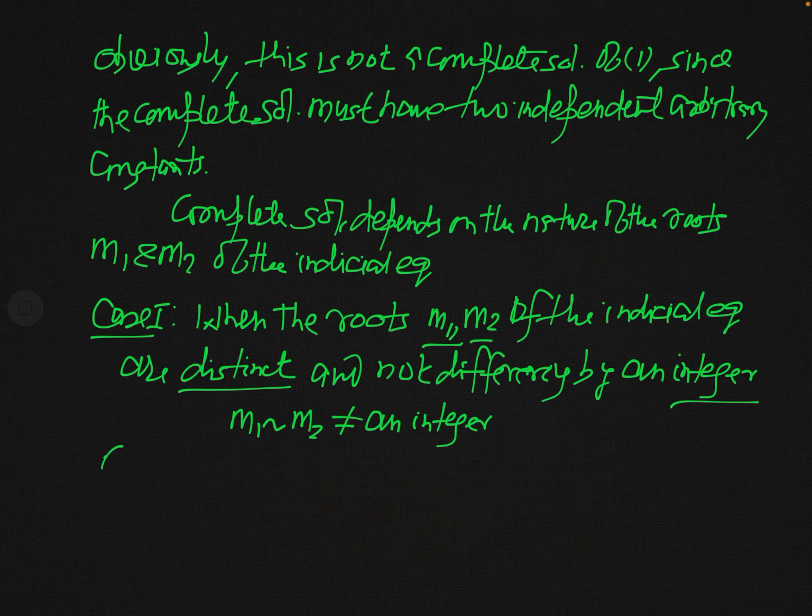So then the complete solution is, in fact, we will have two solutions, one for the root m1 and another for the root m2. So we will obtain the first solution for root m1, and then we will obtain the second solution for root m2, and after the linear combination of these two solutions we will get the complete solution.